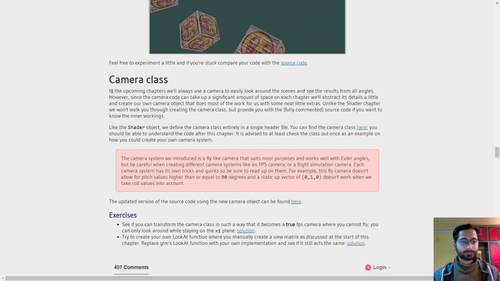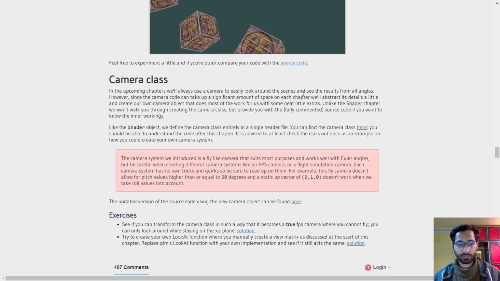Okay, we're almost done. In the upcoming chapters, we'll always use a camera to easily look around the scene to see the results from all angles. However, since the camera code can take up a significant amount of space in each chapter, we'll abstract its details a little and create our own camera object that does most of the work for us, and some neat little extras. Unlike the shader chapter, we won't walk you through creating a camera class, but provide you with fully commented source code if you want to know the inner workings.